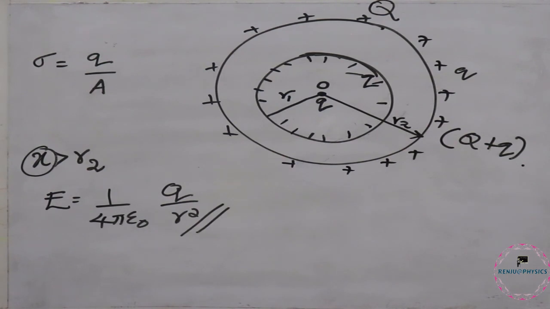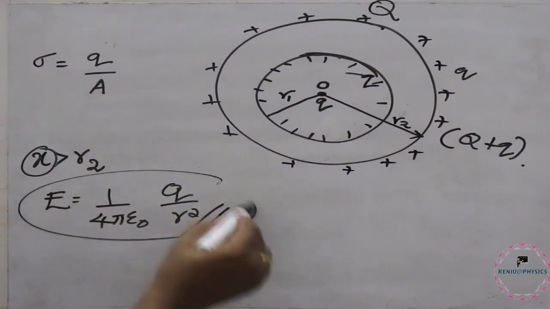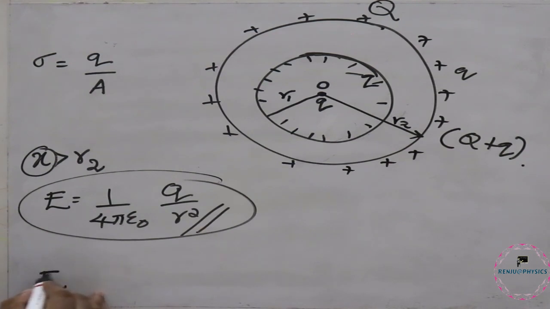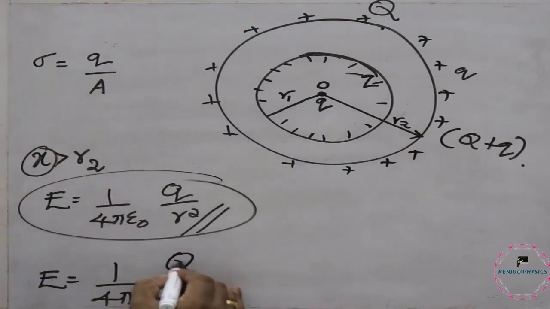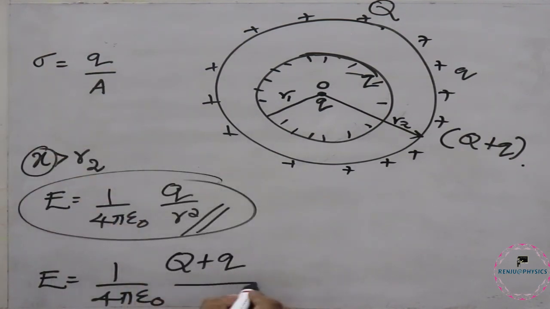We want to find the electric field at the point. By using this equation we get E equal to 1 by 4 pi epsilon 0 times the total charge of the surface, capital Q plus small letter q, divided by the distance from the center to the point, which is x, so x square. So this is the equation for finding the electric field at a point due to the spherical shell, at a distance x from the center. This is the answer for the second question.